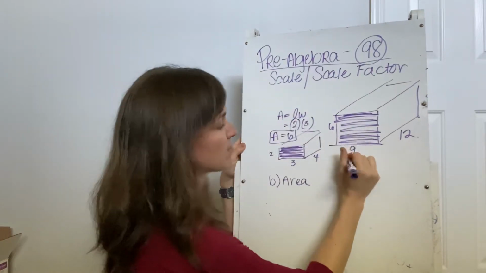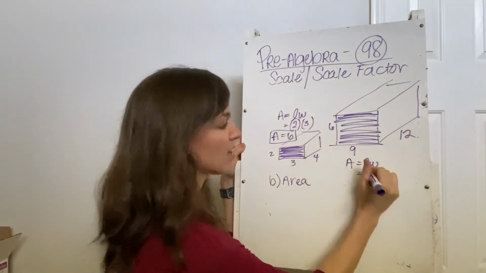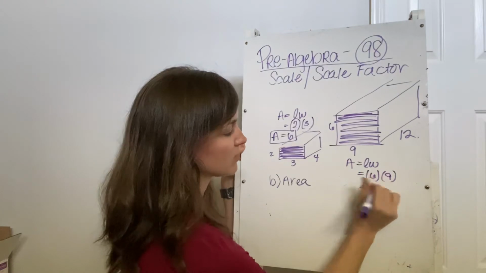On this one, same thing. Area is length times width. So my length and my width on this one are going to be 6 and 9. So 6 times 9 equals 54.